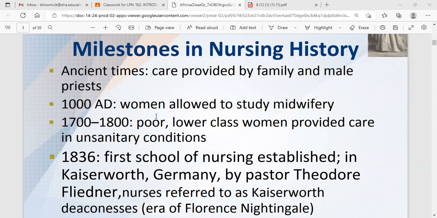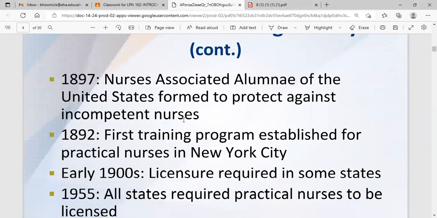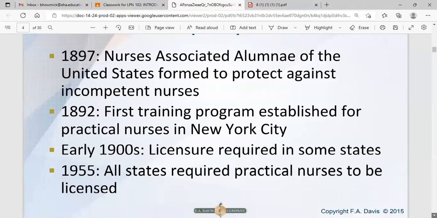In the 17th and 18th century, the condition was very poor, and poor, low-class women provided the care. In 1836, the first school of nursing was established, and the first school was in Germany. Later on, in 1897, the Nurses Associated Alumni of the United States was formed to protect against incompetent nurses. In 1892, the first training program was established for practical nurses in New York City.